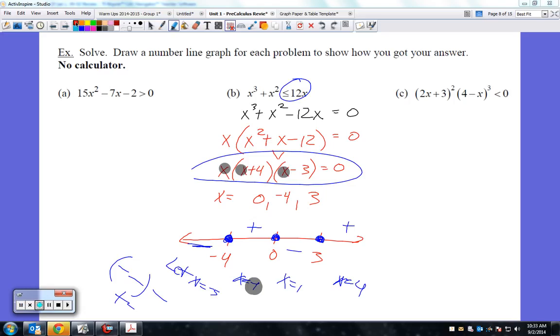We want it when it's less than or equal to 0. So our answers are going to be those two regions. To write it out, let's account for the first one on the left. Let's go with Bryson. What would that show? X is less than or equal to -4. Perfect. And then the other one? 0 is less than or equal to x, which is less than or equal to 3. Nice. There's your answer. You still good? Yeah. All right. Let's do the next one.